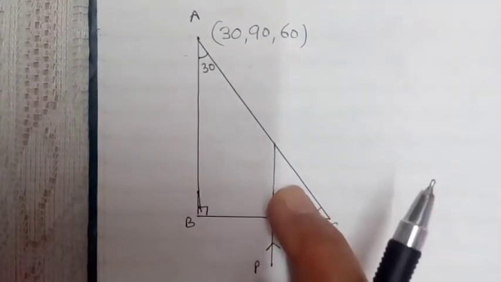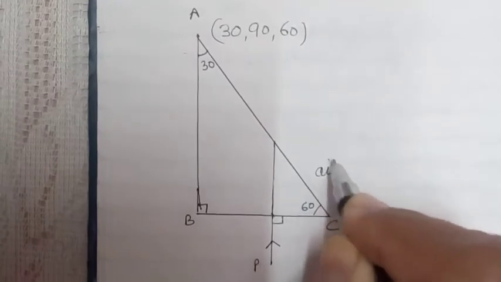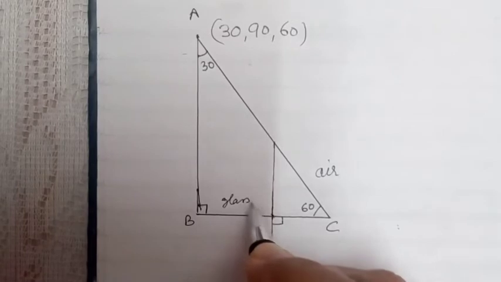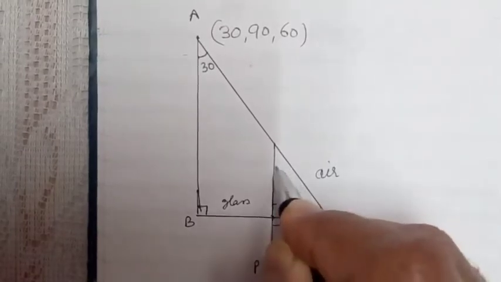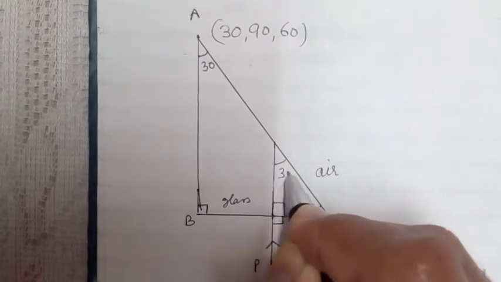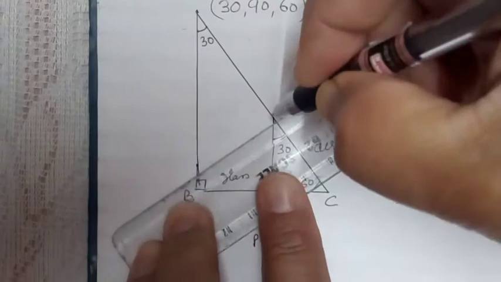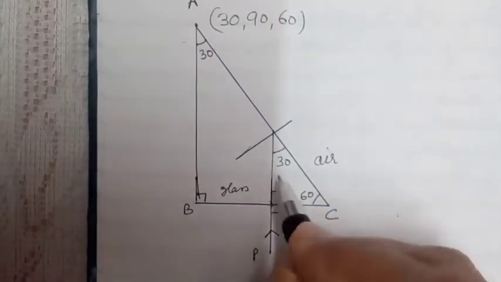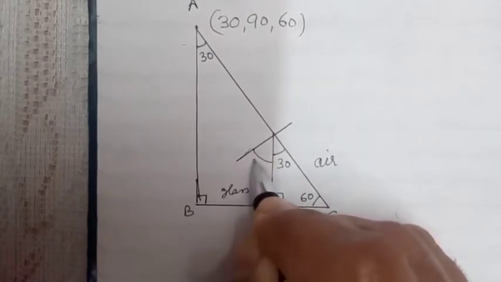Now glass is a denser medium and this is air. Air is a rarer medium. This is glass. So this angle is 60, this is 90, this is 30. We draw a normal here. Normal. So the whole is 90. This angle comes out to be equal to 60.